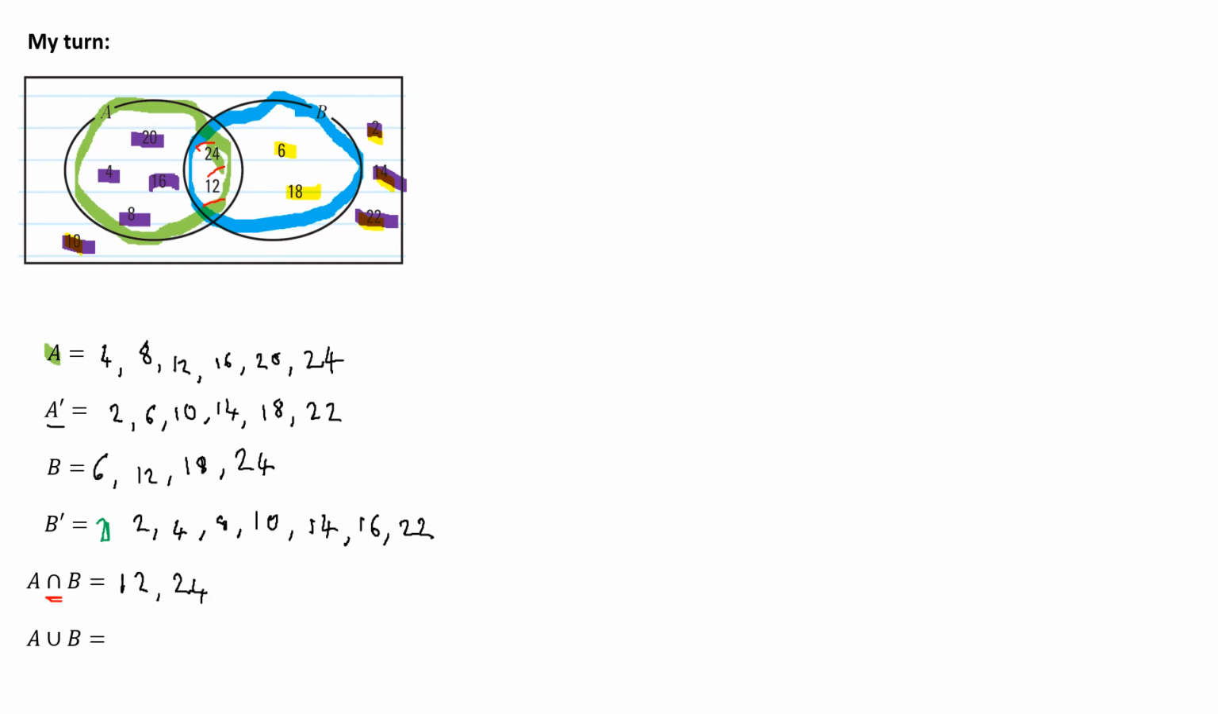And then finally, A union B. Remembering this symbol here means union, means anything that's in the A circle or in the B circle or both. So anything that's in the A circle, the B circle, or both. That would be 4, 6, 8, 12, 16, 20, and 24. I'm just going to count to make sure I haven't missed anything.